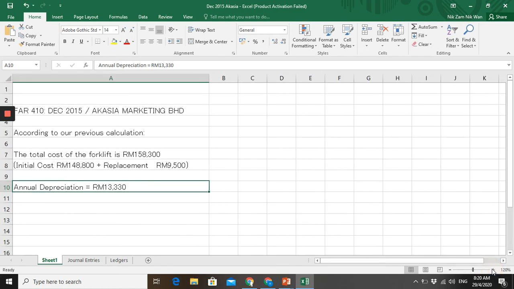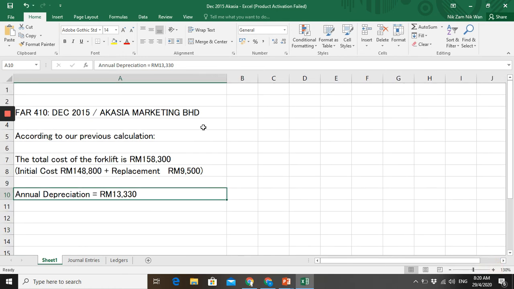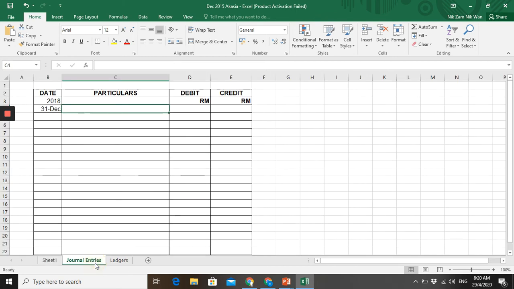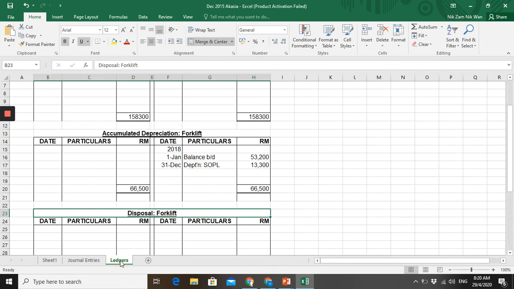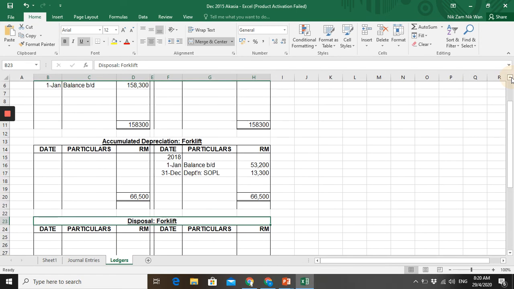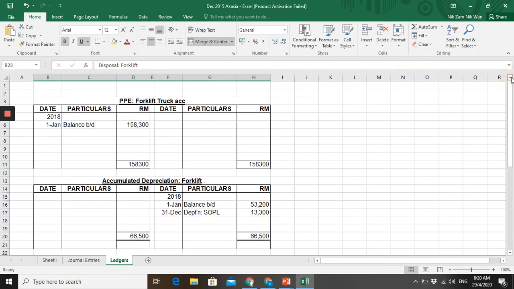Okay, I enlarge. This is what you have done earlier. You already calculated the total cost of the forklift to be 158,300. Coming from where? The initial cost that you already calculated, plus the replacement cost. And from there also, you already calculated your annual depreciation. So, giving you a scenario, the derecognition happened after 5 years.